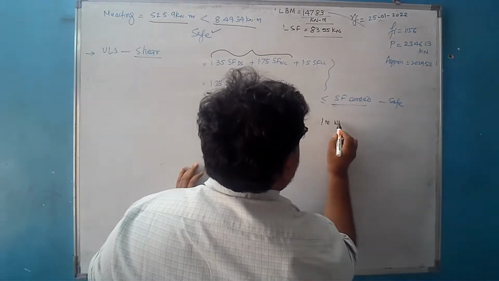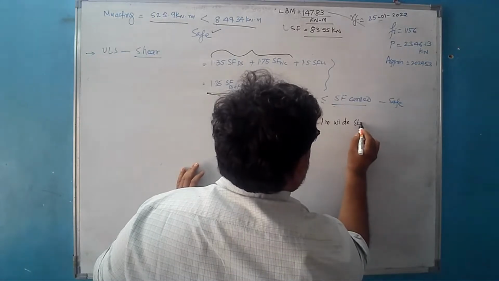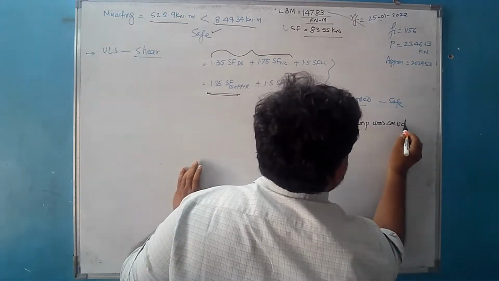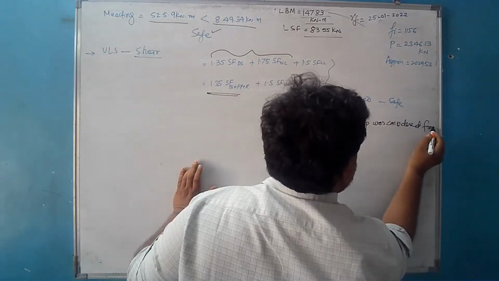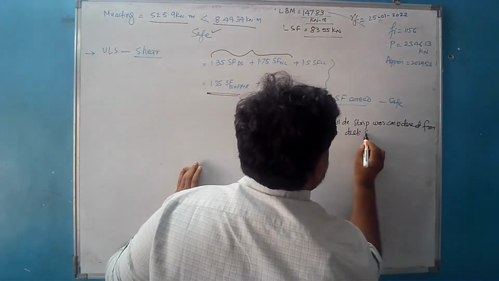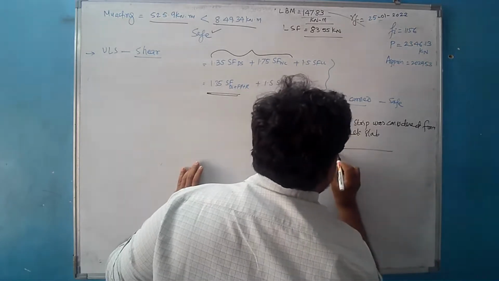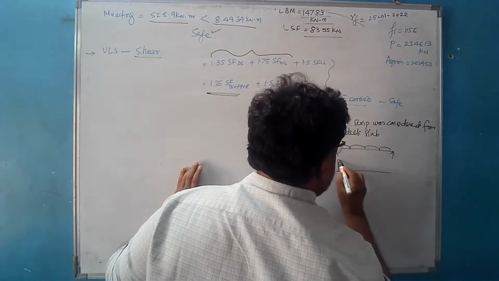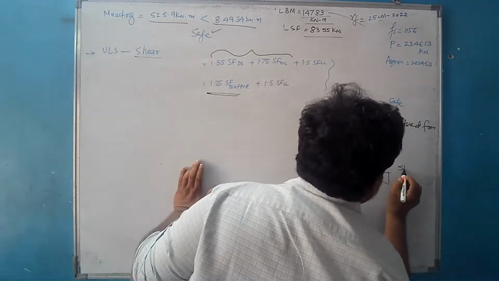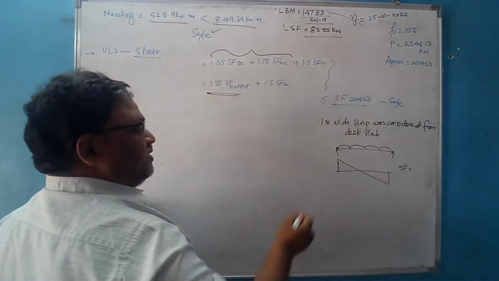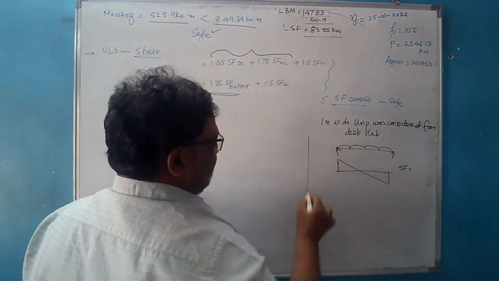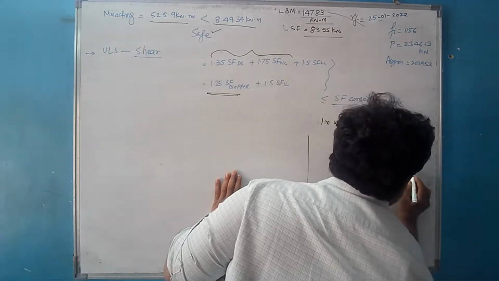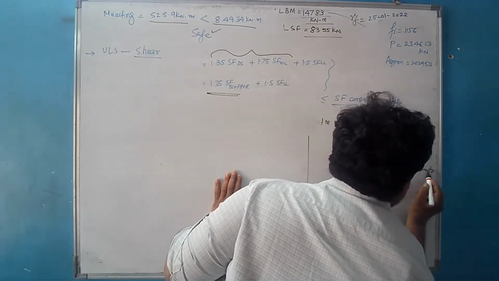1 meter wide strip was considered from deck slab, what was the self weight of the deck slab and how much was the shear force. शेयर फोर्स का वैल्यू कितना आया था, हाउ मच वाज द शेयर फोर्स, दैट इज WL/2. ये सब हमारे पास आंसर्स अवेलेबल है. डेड लोड शेयर फोर्स ड्यू टू डेक स्लैब.